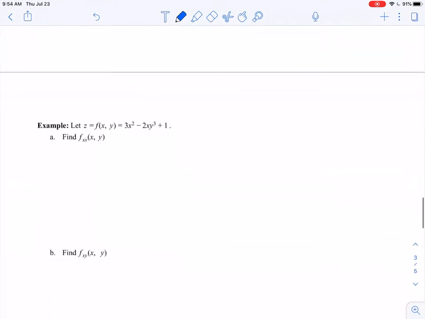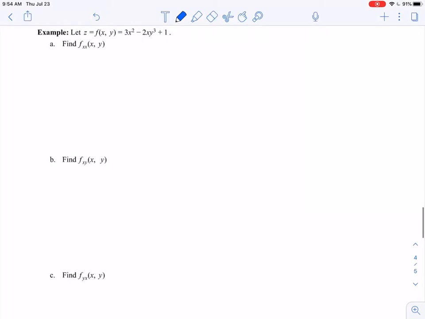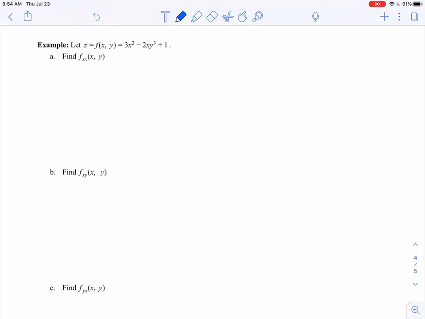So here I have a function. I'm going to work with these. Here, let's let z equal f of xy, and here my function is 3x squared minus 2xy cubed plus 1. So first I would like to find f sub xx. So before I can jump straight into the second derivative, I need the first order partial derivative as well. So I need, first of all, f sub x of xy. So let's take this one at a time.